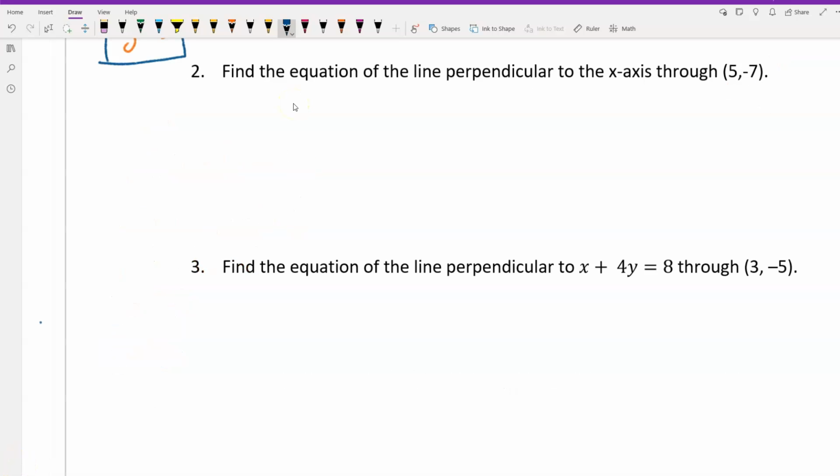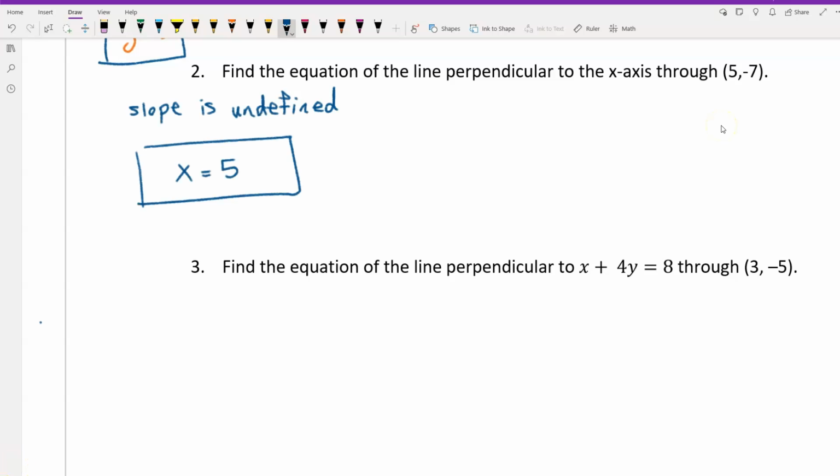Number 2, find the equation of the line perpendicular to the x-axis through this point 5, -7. So what we had in number 1 was parallel to the x-axis. So that means our slope was 0. But here it is perpendicular to the x-axis. And in this case, our slope will be undefined. Because of having an undefined slope, we have to use this point that is given. And based on this, our answer is what we have for x, and x is +5. So whenever we have an undefined slope, we have to use what is given for x. So x is equal to 5.